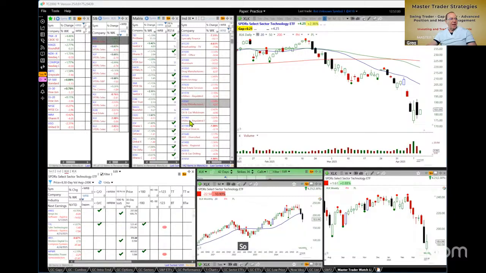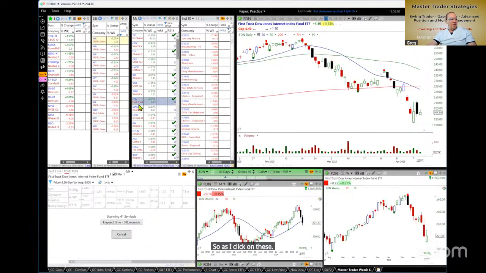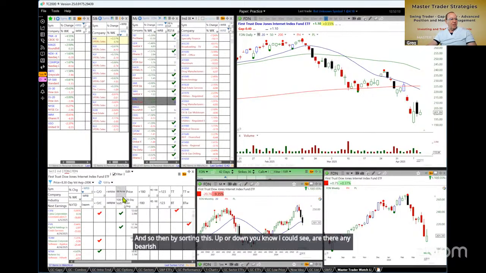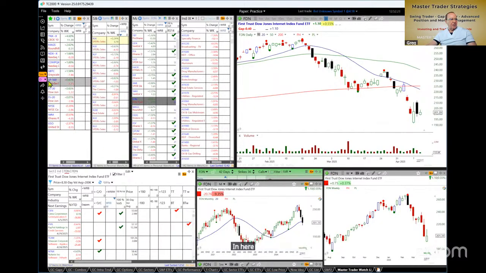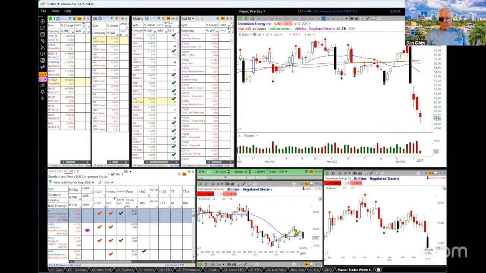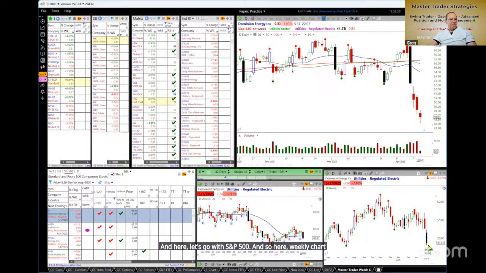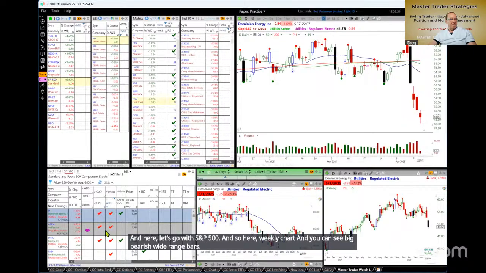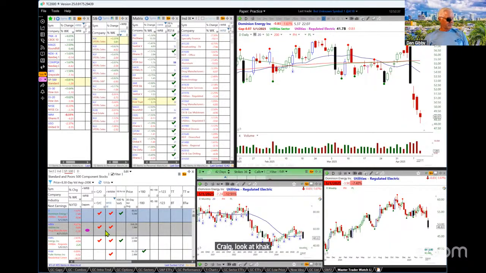As I click on these, it loads the stocks that are in that particular sector. By sorting this up or down, I can see whether there are any bearish ones or bullish ones. Maybe on a weekly time frame there are probably bearish ones. Let's go with S&P 500. Here on the weekly chart, you can see big bearish wide range bars right there. Craig, look at that one, it's a wide range.